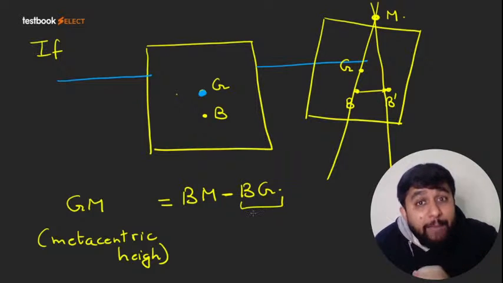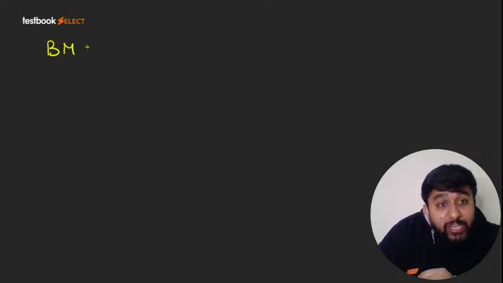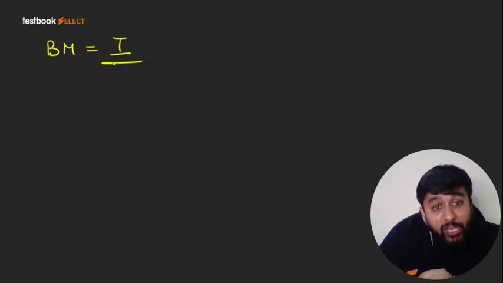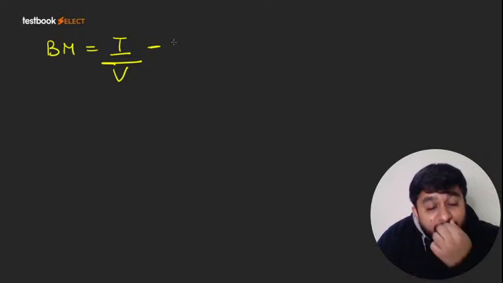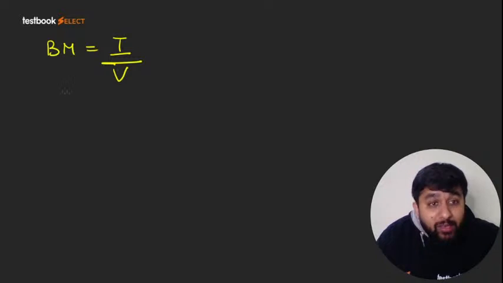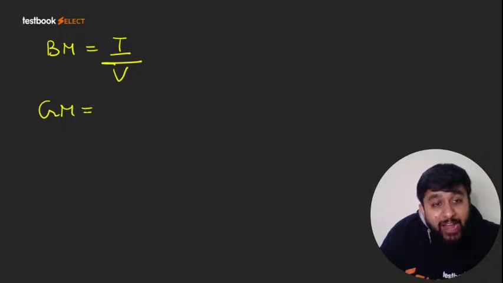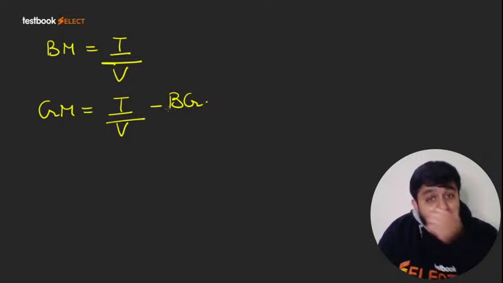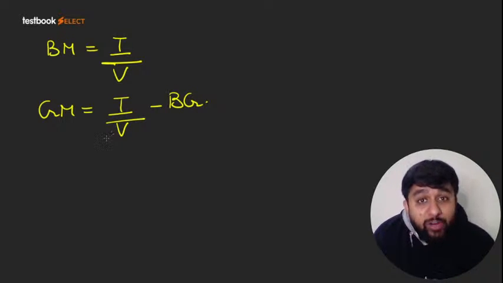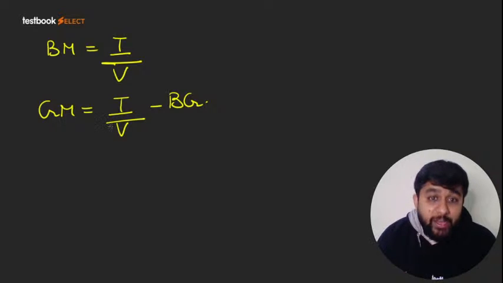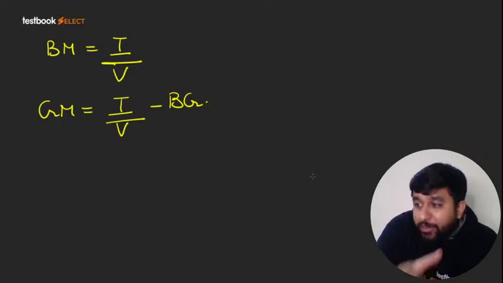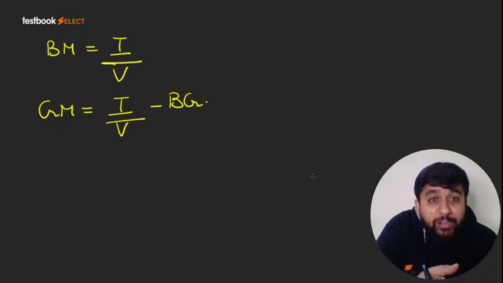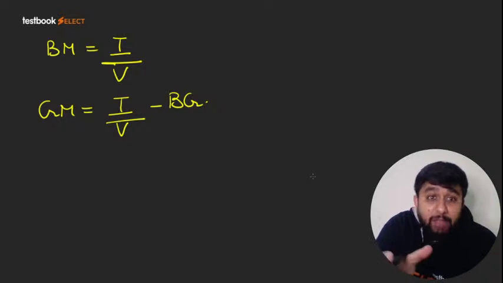And what do you mean by BM? This BM is equal to I by V. So when you are talking of GM, that will be I by V minus BG. Now you will ask me, sir, what is I over here? V we know. V is the total volume of the body. What is I over here? By the way, this concept has never come in GATE exam. It is not part of GATE exam, but just for your knowledge, I am telling it to you.